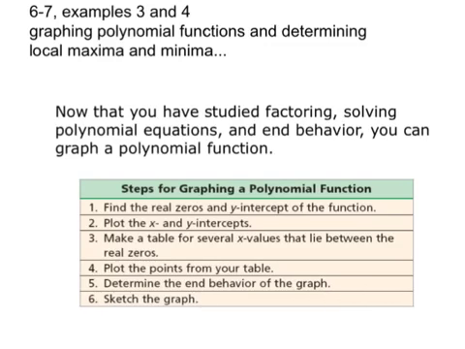Examples 3 and 4 from 6-7. So this is 6-7 part 2. We're going to work on graphing polynomial functions and determining the local maxima and minima. Now that we've studied factoring and spent a lot of time factoring, solving polynomial equations means we're finding the roots or the zeros, figuring out the end behavior, which we just learned in the first half of 6-7. You can graph a polynomial function, and these are the steps for it.